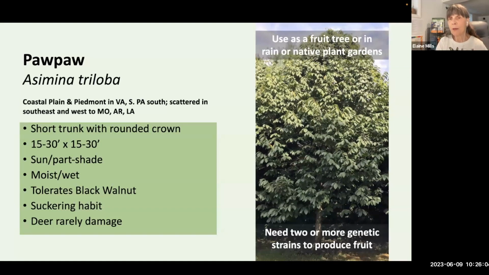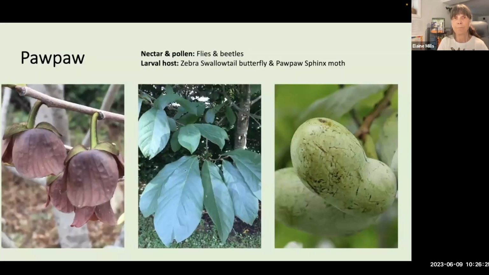It's important to know that although this plant suckers, in other words, it's going to send out shoots, and you could see additional trees growing, those are going to all be clones. And you would want to introduce separate plants of different genetic strains to allow cross-pollination to occur and to produce the fruit. Pawpaw has these purplish brown flowers in April with a somewhat unpleasant scent, although that's very appealing to flies and beetles who come for nectar and pollen.